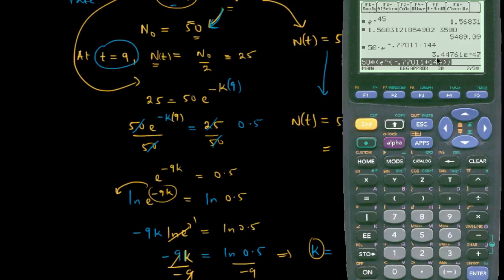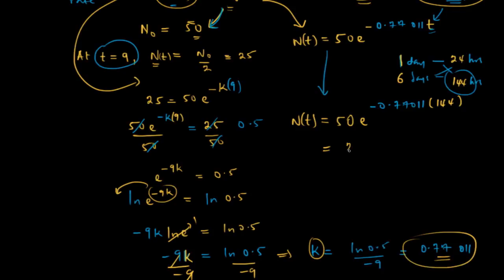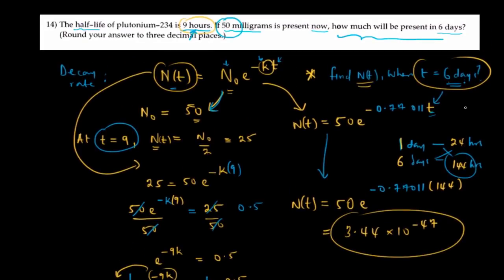So we have 3.44 times 10 to the power negative 47. So this is the quantity of plutonium after 6 days. And our unit should be in milligrams. You can see the unit here is in milligrams, so this is going to be in milligrams. So this is our final answer.